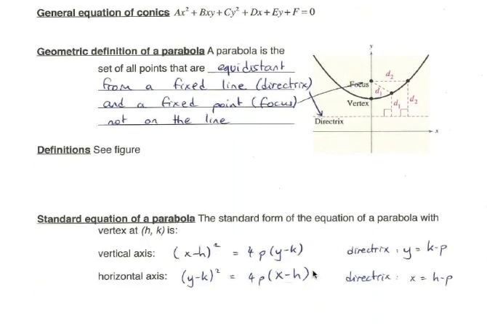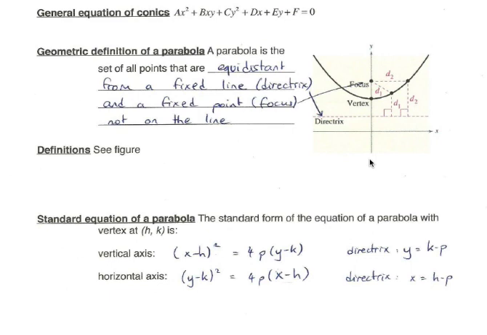So, geometric definition of a parabola. Here is how we can draw a parabola simply with geometric concepts. A parabola is the set of all points that are equidistant from a fixed line and a fixed point not on the line. The fixed line is called a directrix, and the fixed point is the focus.